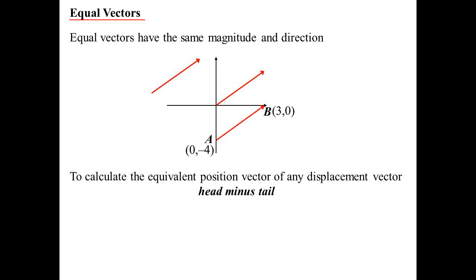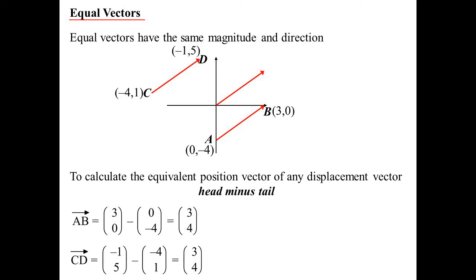So let's say we know those points A and B. Then we could work it out by saying, well, that's going to be 3, 0, minus 0, negative 4. 3, 4. So in other words, the head of that position vector there, we know would be the coordinate 3, 4. CD would have the same answer. We also get 3, 4, because they're equal vectors.